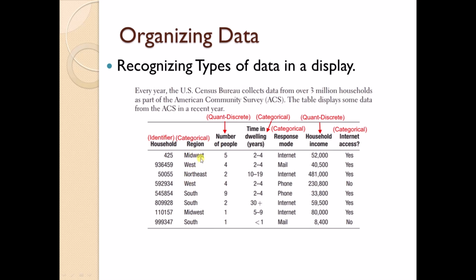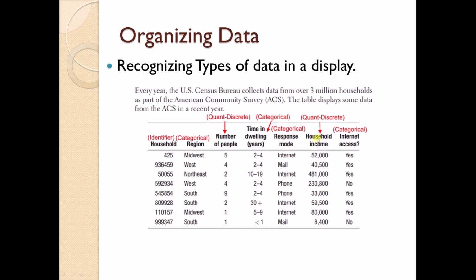Region, these are categories. Number of people within the household, these are quantitative discrete. See how they're countable? You could line them up and count them. Time in the dwelling in years, you see how they've put these into distinct categories? That would make it categorical.